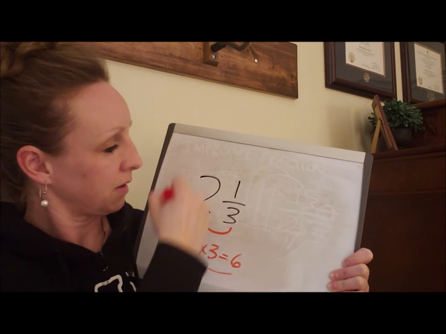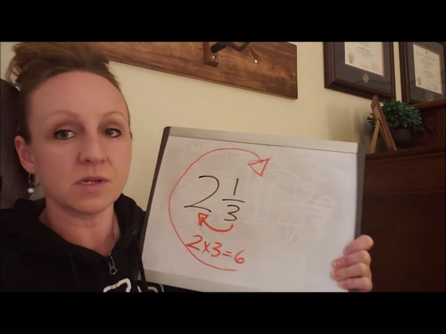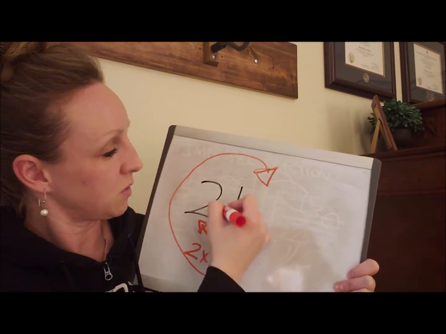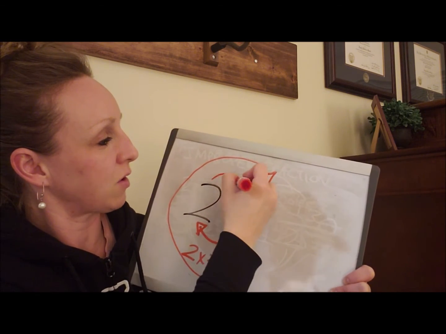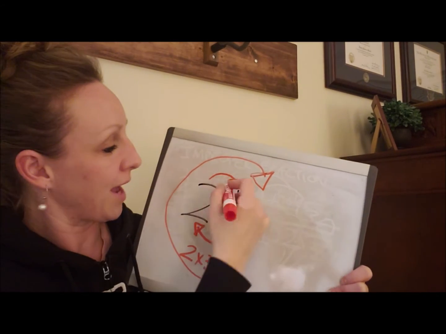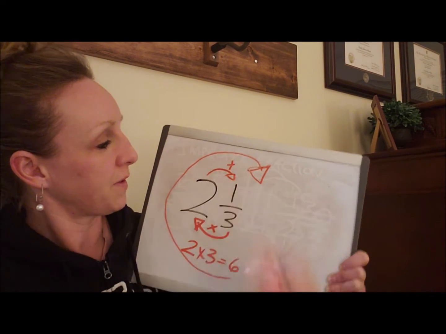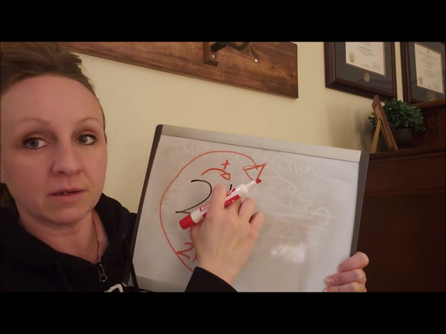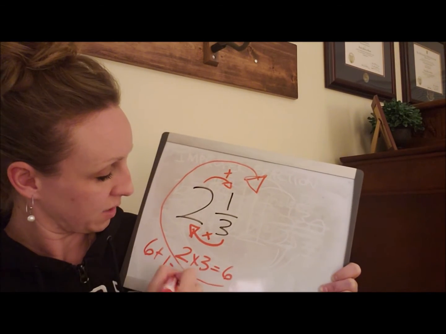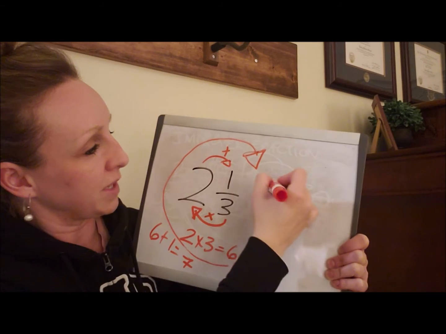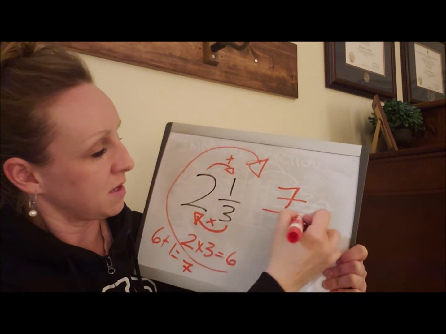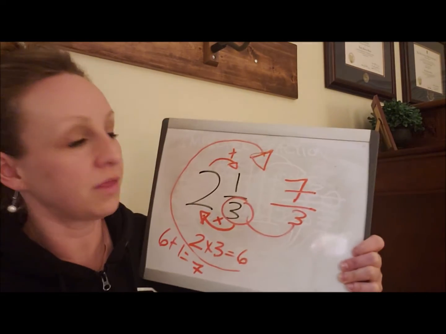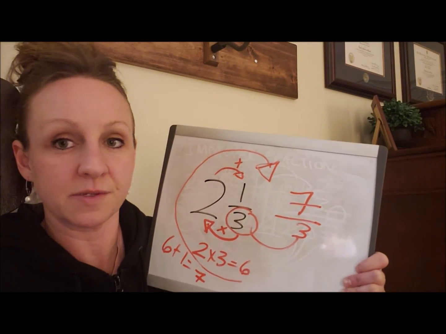And I want you to think of it like a clock. I'm going around in a clockwise motion, okay? So I go 2 times 3 is 6, and then as I go from the big number to this little number, now I add. So the bottom one is multiply, the top is add. So 2 times 3 is 6, plus the 1, right? So I'm going to write this in. 6 plus 1 equals 7. Then my 7 is going to come on top, and I'm going to keep the bottom number the same. So 2 1/3 is the same as 7/3.